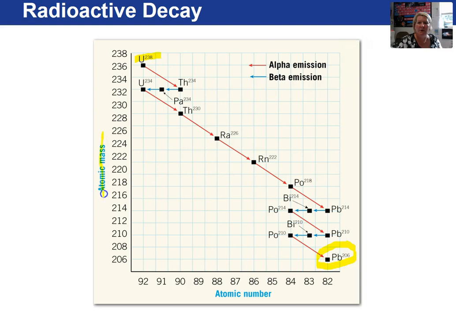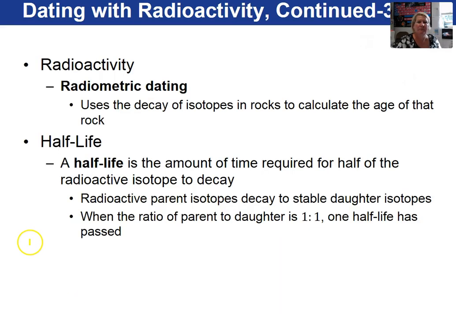Please note on this diagram as well, this is atomic mass or mass number plotted against the atomic number. Radiometric age dating is the technique used to determine the age of rocks. Half-life is the amount of time required for half of the radioactive parent to decay away into their stable daughters.